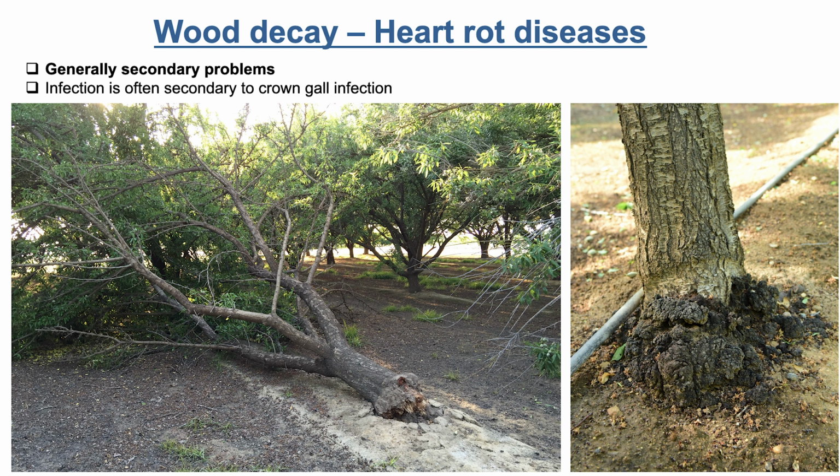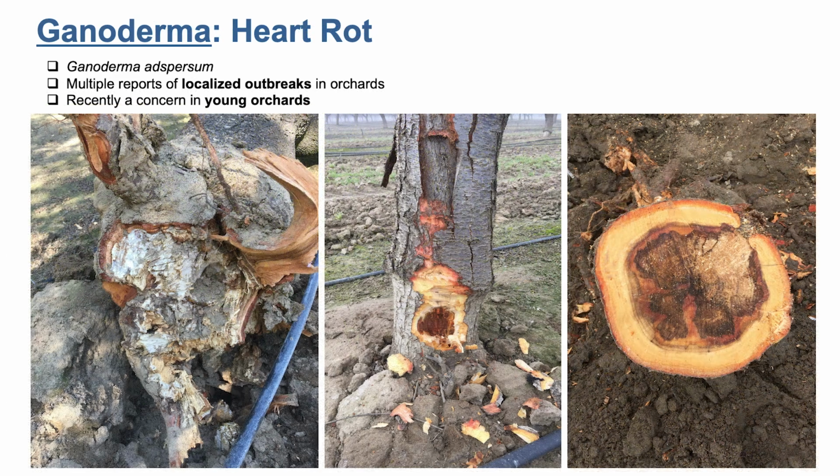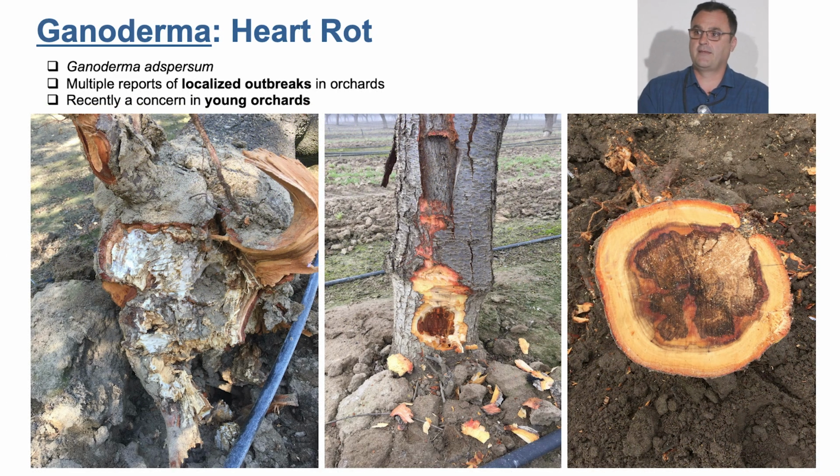And these diseases have been associated with basidiomycetes fungi, mushroom type, these bracket mushrooms, and they've always been sort of considered secondary, particularly secondary to crown gall infection. But in recent years, this Ganoderma has been quite a concern, where many relatively young orchards, 8-9 years, sometimes younger, were also suffering this heart rot and wood decay.